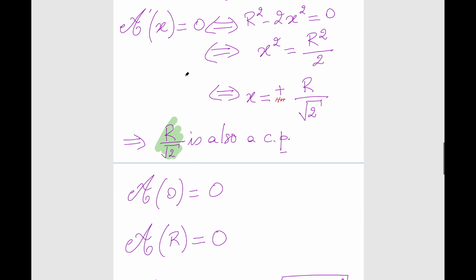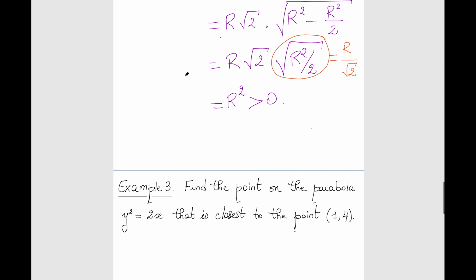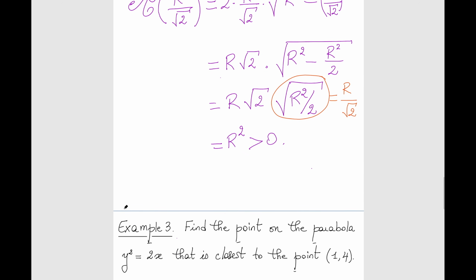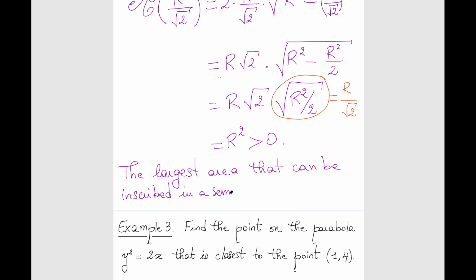Okay. So I'm gonna just summarize it by just saying here, before we move on to example 3, the largest area that can be inscribed in a semicircle having radius r is r squared.